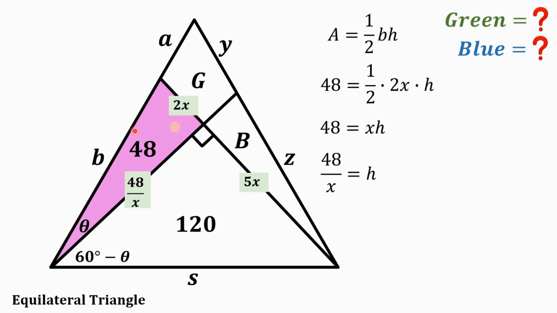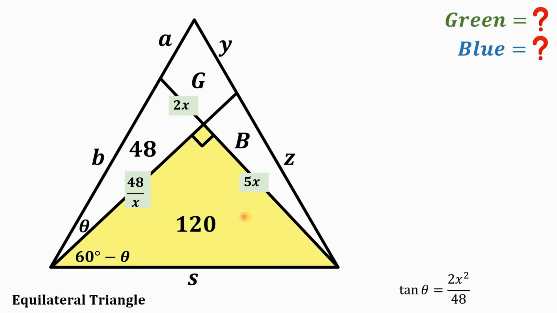Now also, using this right triangle right over here, if we get the tangent of this angle theta, we get that the tangent of angle theta equals 2x over 48 over x, or the opposite side over the adjacent side. Simplify, this will give us 2x squared all over 48. Now, don't simplify this yet, because we will use those 48 later on. Now, let's focus on this yellow triangle. Again, using the tangent function, tangent of 60 degrees minus theta equals 5x over 48 over x. Simplify, this will give us 5x squared over 48.